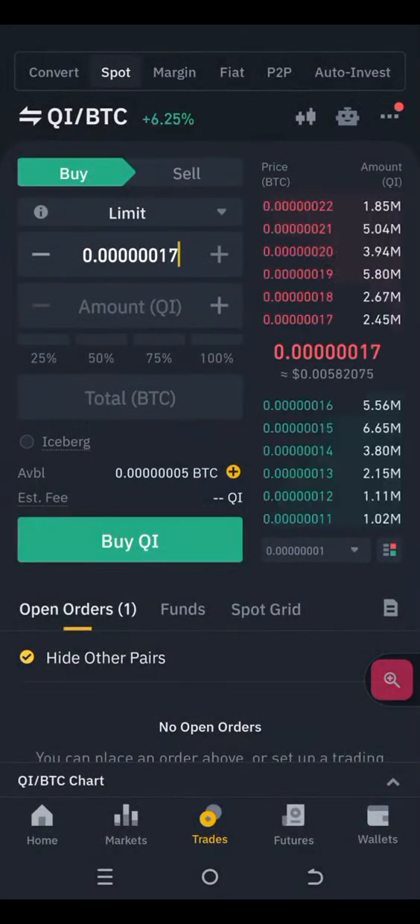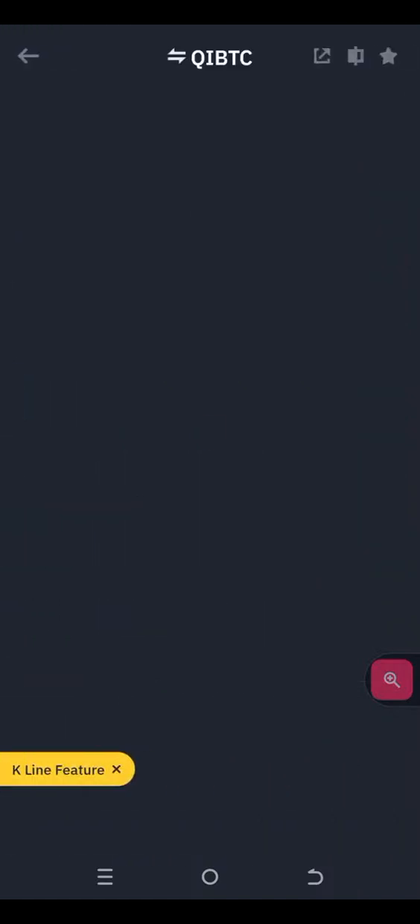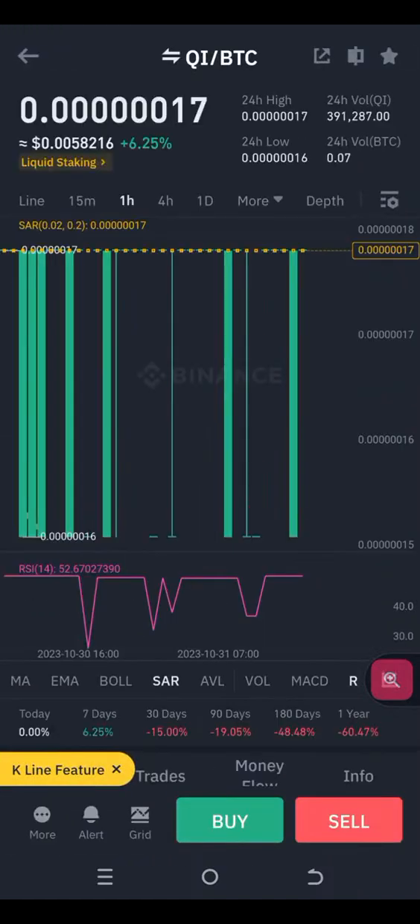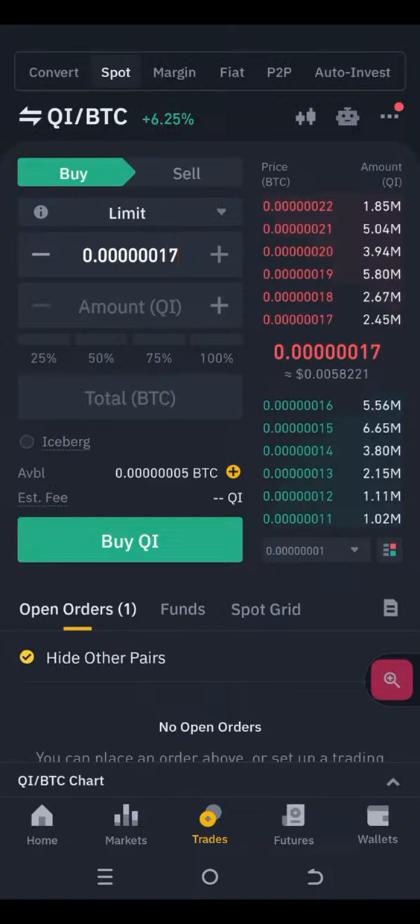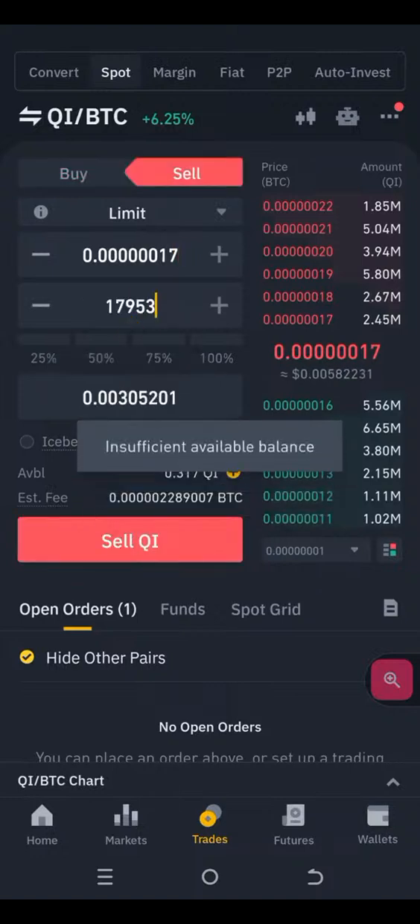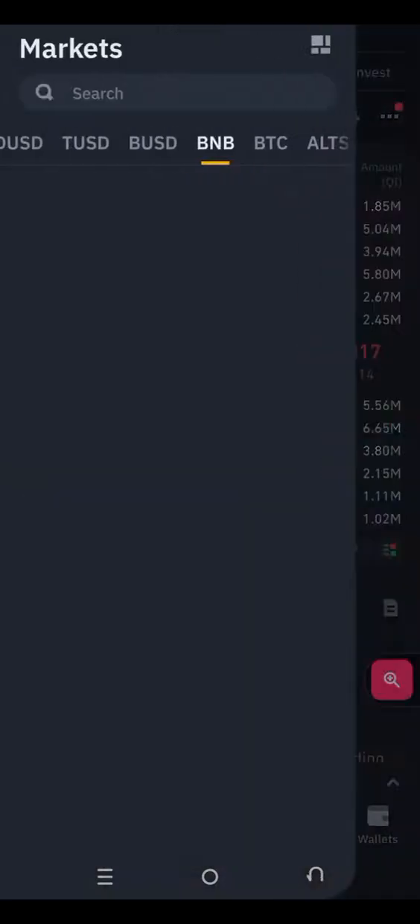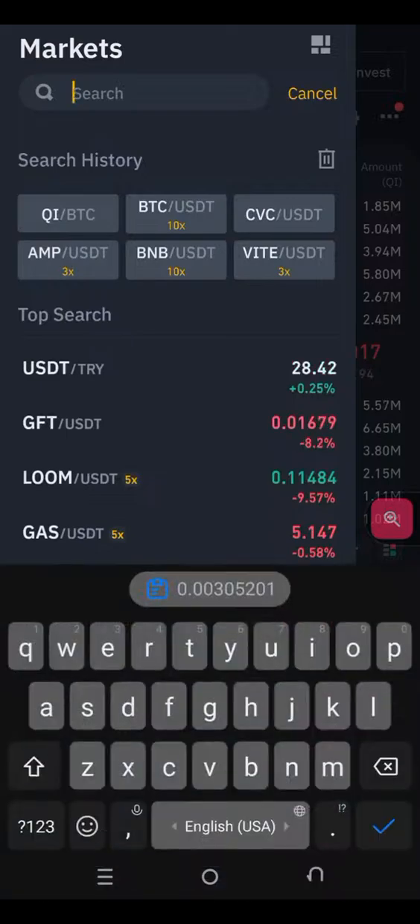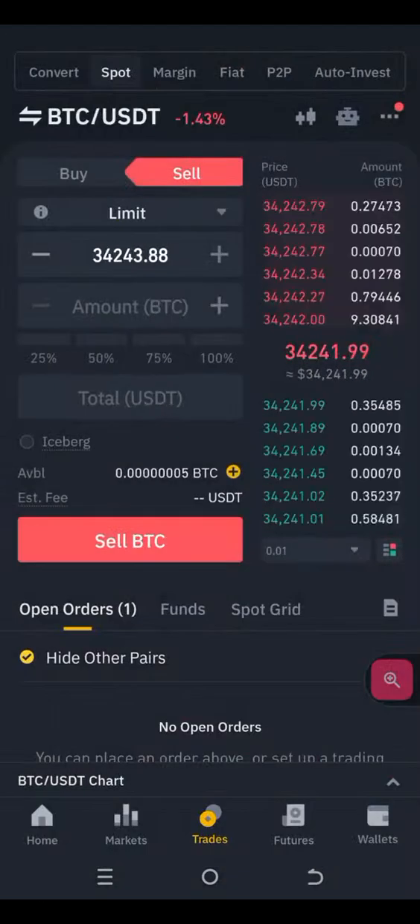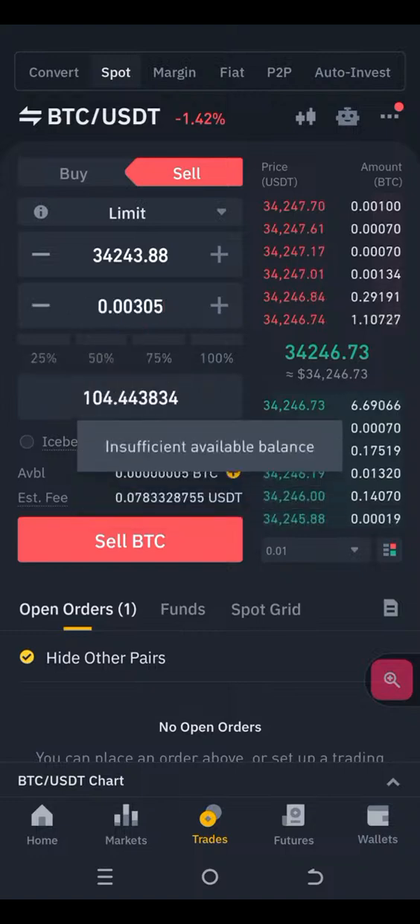Okay, now just hold your horses. I'm going to show you something here. All I need to do is sell QI, right? And I copy what I have. At that point, what I get, I go back to my BTC and sell to USDT. That's quite basic to quickly understand, right? So I just put this here. Can you imagine what I'm seeing here?